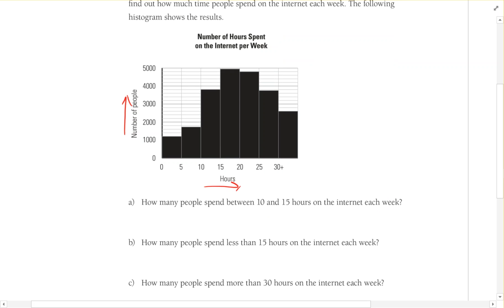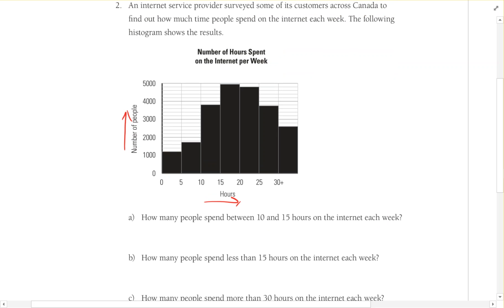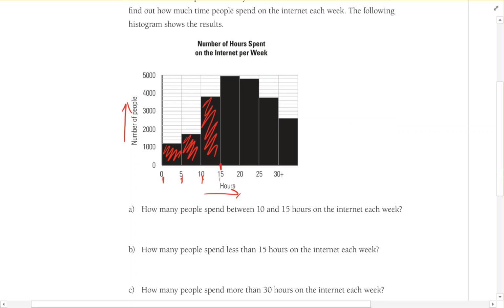Okay, B, how many people spend less than 15 hours on the internet each week? All right, for this one, we're going to have to start at 15 hours. And then we want to know how many people are below this. How many people actually fall into that category. So in this case, we're going to have 3 different bars that you are going to need to add up. We've got to figure out how many are between that 0 and 5 range, and then add that to how many people would be between the 5 and 10 range, and then how many would be between the 10 and 15 range. So I'll let you guys do that now.